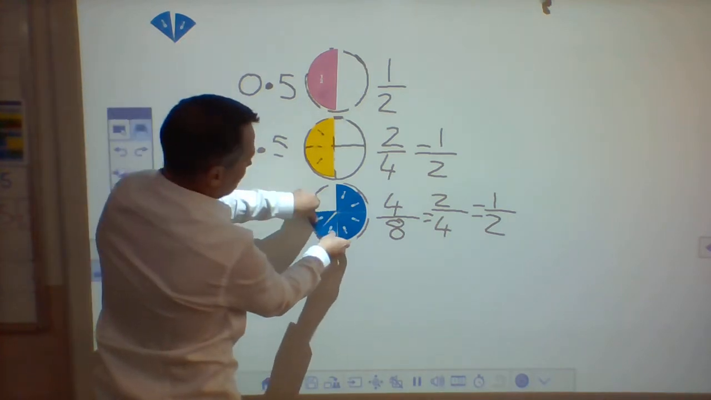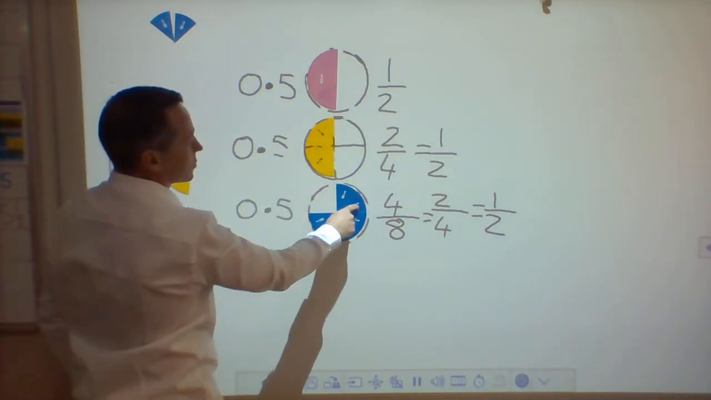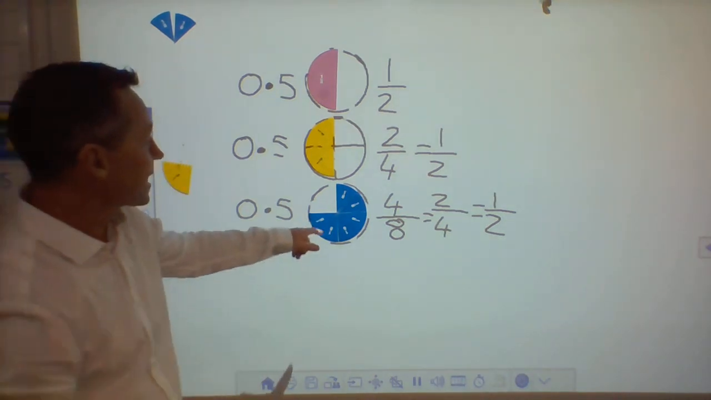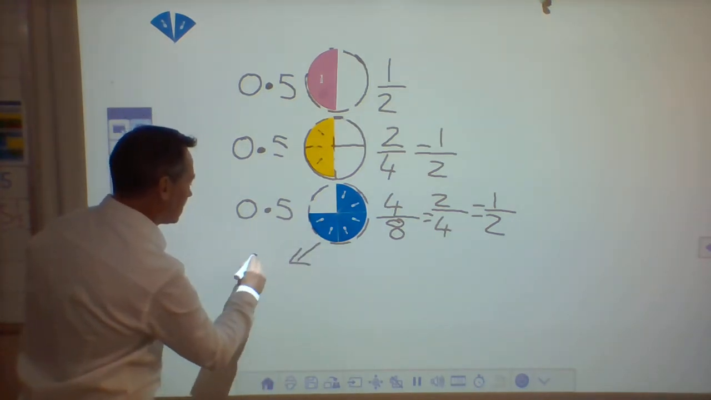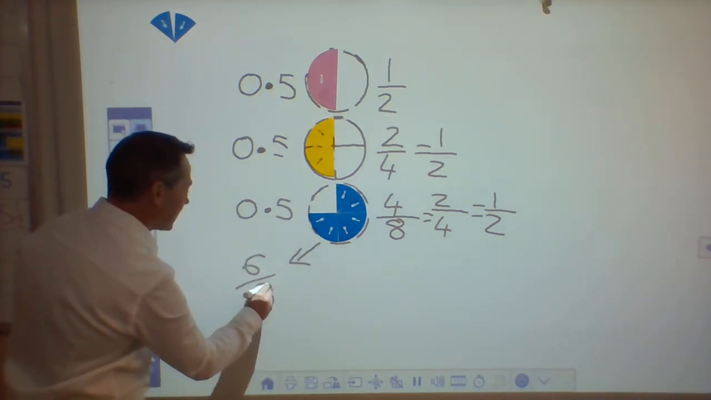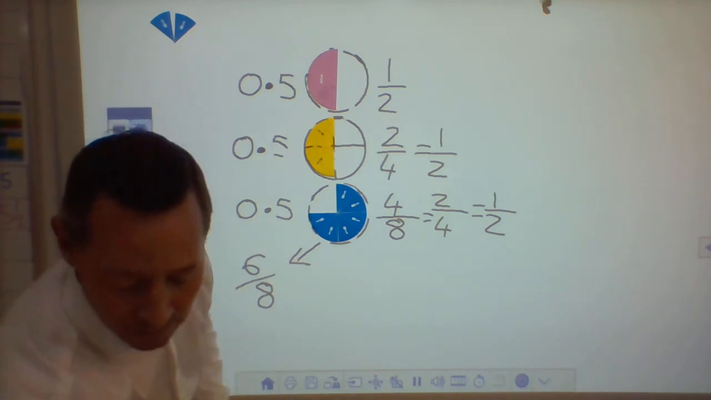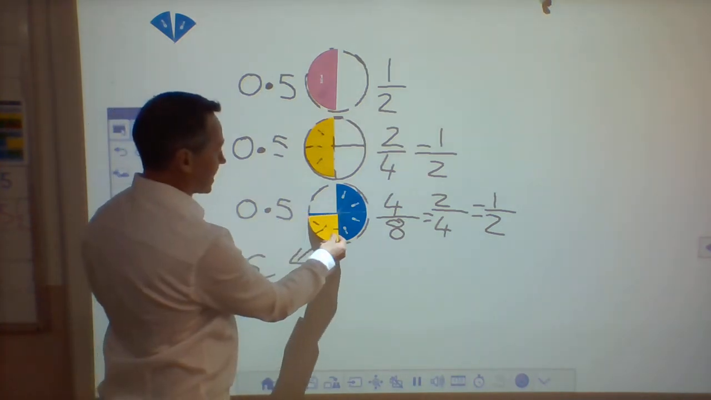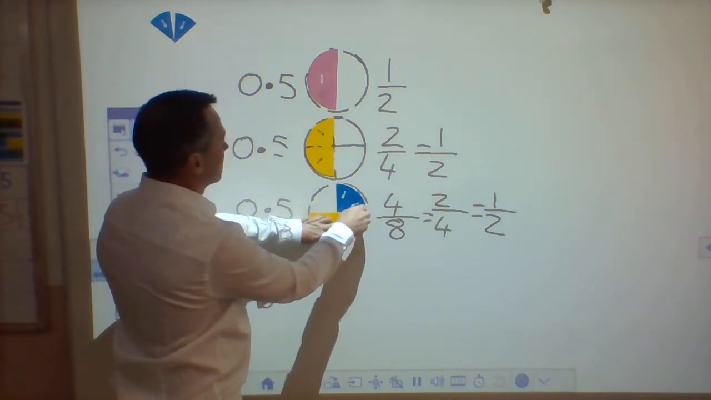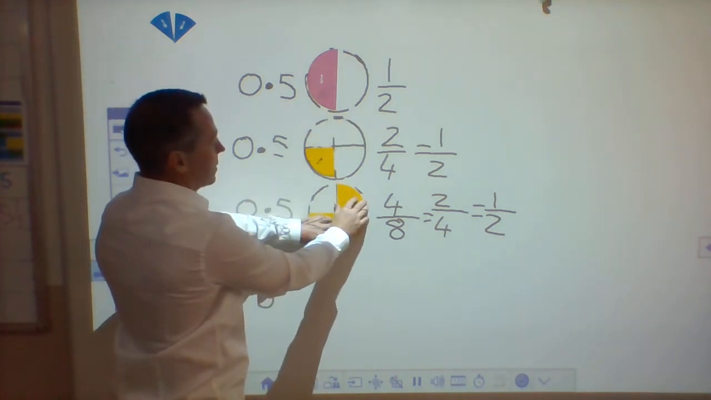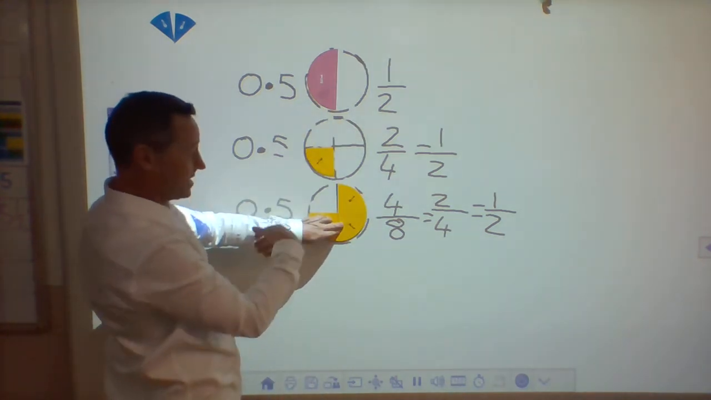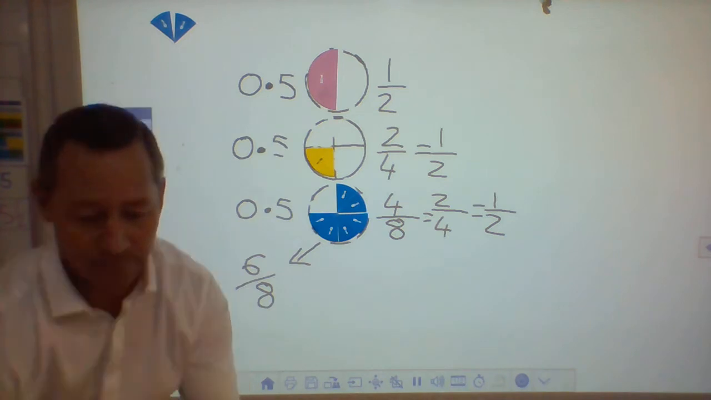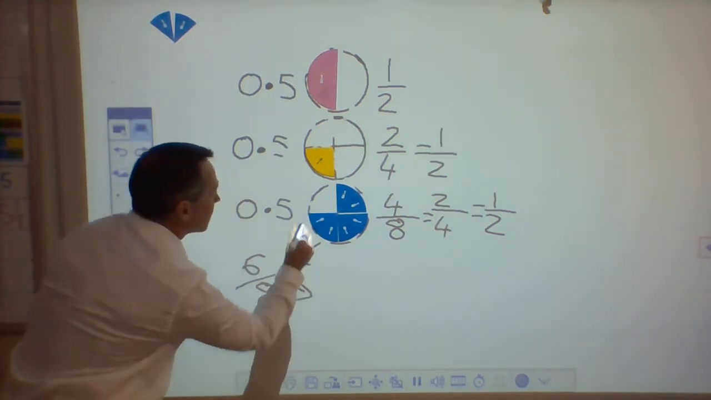Something you want to be aware of. If 1, 2, 3, 4, 5, 6 8s, 6 8s here. If I simplify that, how many of these would be equivalent? 6 8s. 1, 2, 3. 3/4 is equivalent or equal to 6 8s. So this one here is now equal.